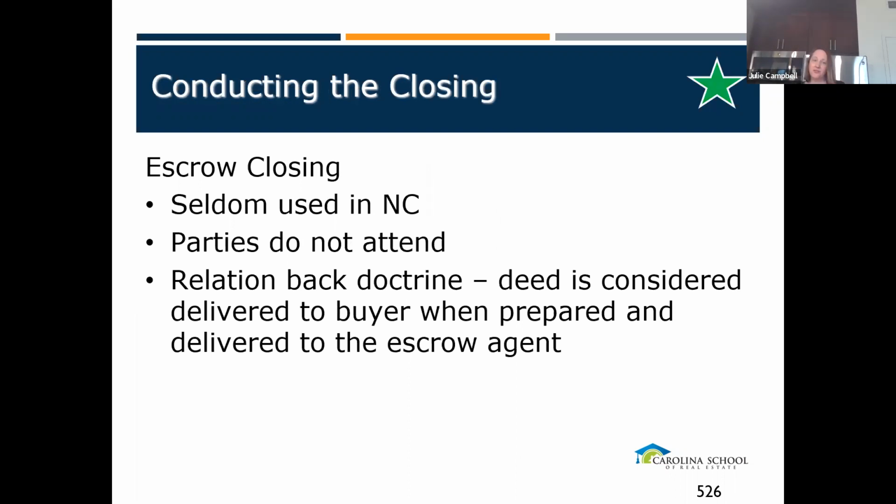526, we're getting closer and closer to closing. Conducting the closing. North Carolina is not an escrow closing state. We're going to talk about what we are in just a second.